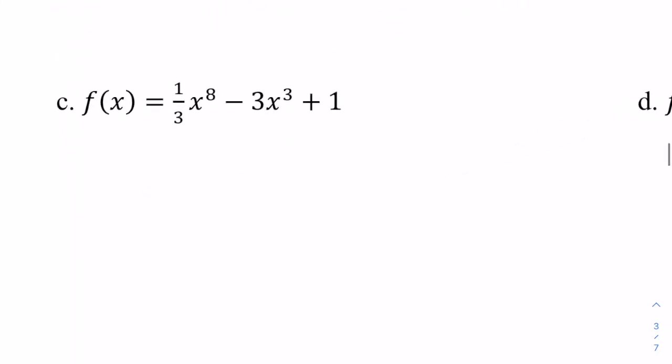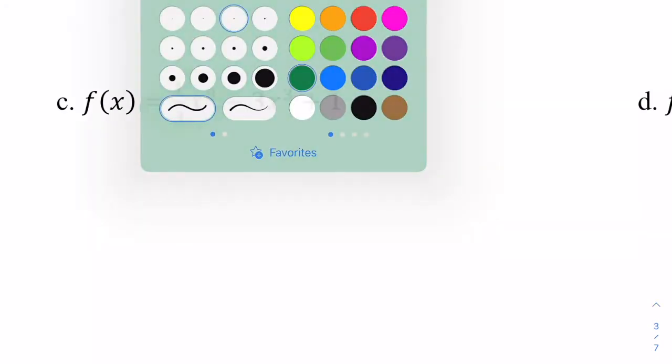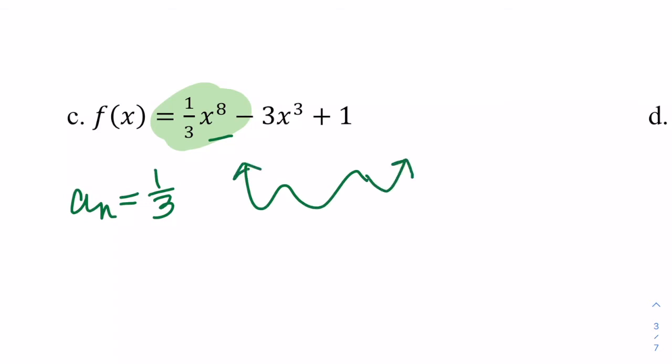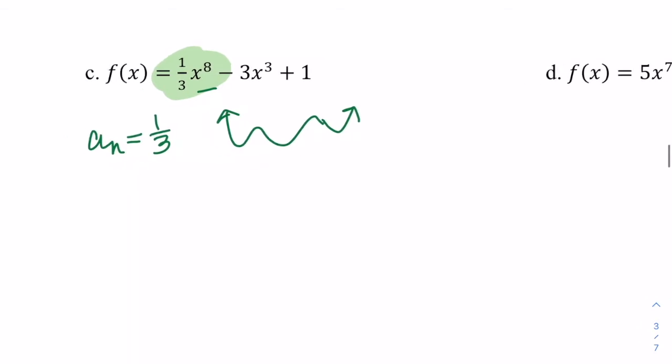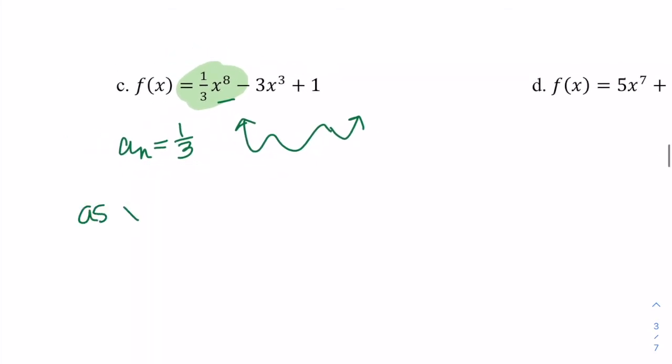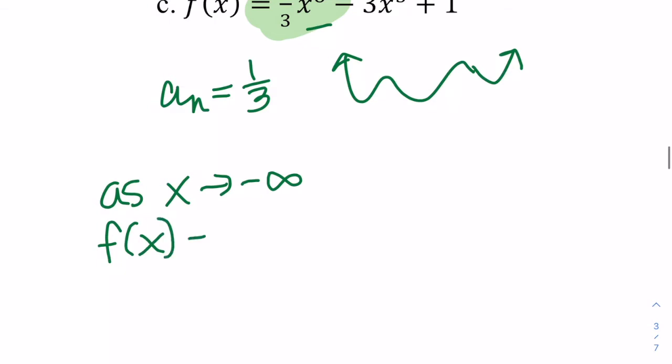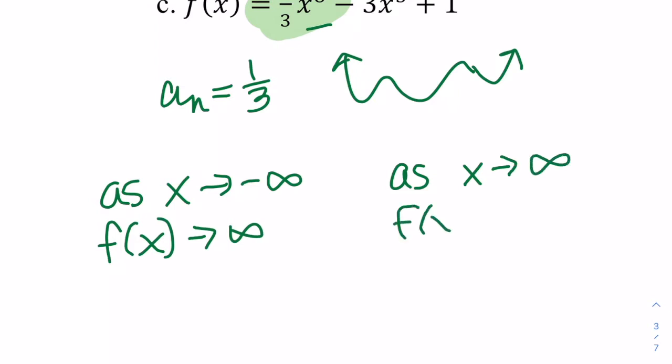Now for C. For this one, we can see that x to the 8th is our leading term, and 1/3, even though it's a fraction, is still positive. So if our leading coefficient is positive and our degree is 8, this is going to be opening upwards. We can write this out as: as x approaches negative infinity and goes to the left, f of x approaches infinity. And as x approaches positive infinity and goes to the right, f of x will also go up towards positive infinity.